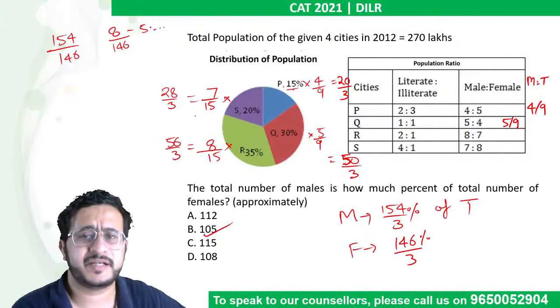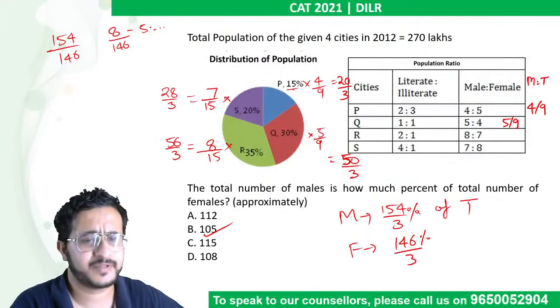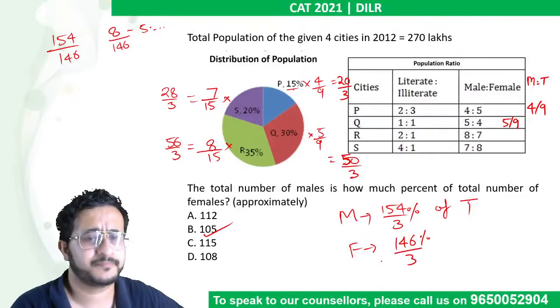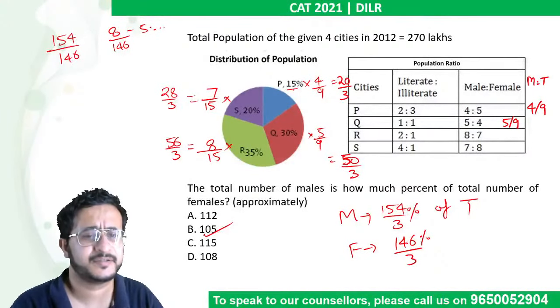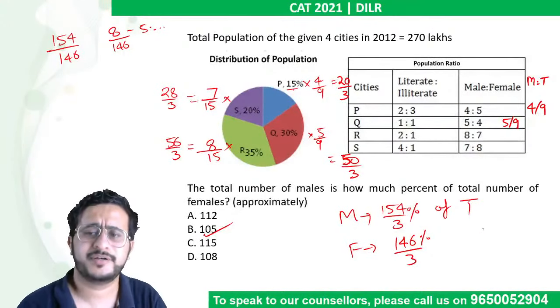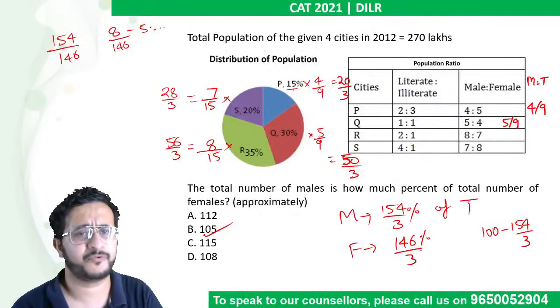So then we just added all these. What do we get? 154 by 3%. Males constitute 154 by 3% of total. What will female be? Total is 100%, right? So 100 minus 154 by 3 कितना होगा? 146 by 3. So female will be 146 by 3.